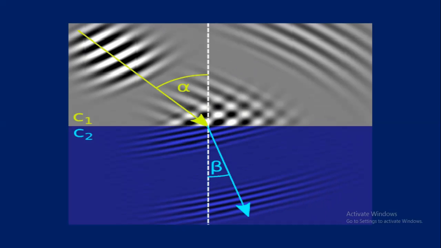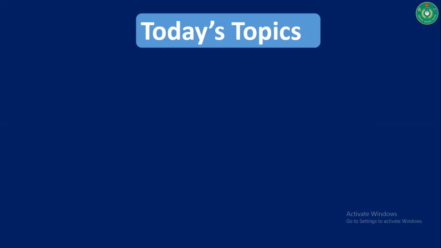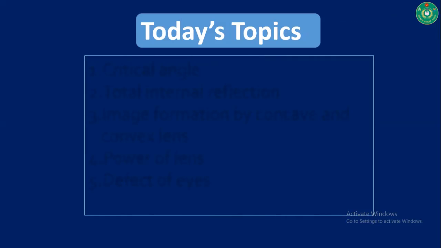A wave comes from one medium to another medium, and then it is refracted into the other medium. Here the incident angle is alpha and the refracted angle is beta, and the two media are denoted by C1 and C2. That's all shown in this diagram. Okay, now today we are going to learn about all these topics.